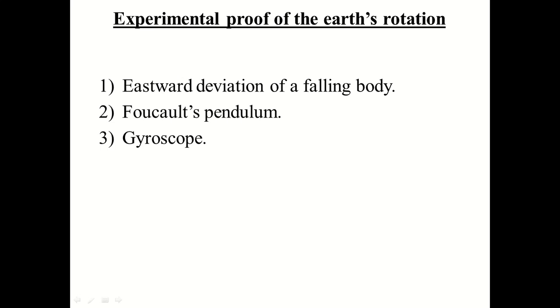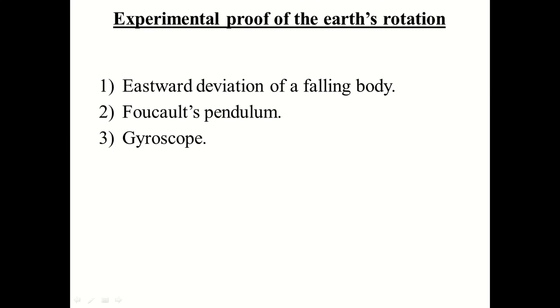Good morning. In the previous classes, we discussed the size and shape of the Earth, and during that, we mentioned that Earth has two types of motions: rotation about its own axis, and also Earth revolves around the Sun in an elliptical orbit. This is a common fact that we know nowadays. So now let's discuss some of the experimental proof for the Earth's rotation.